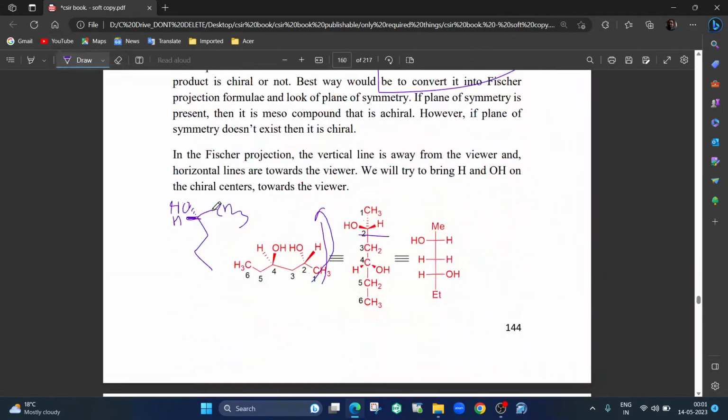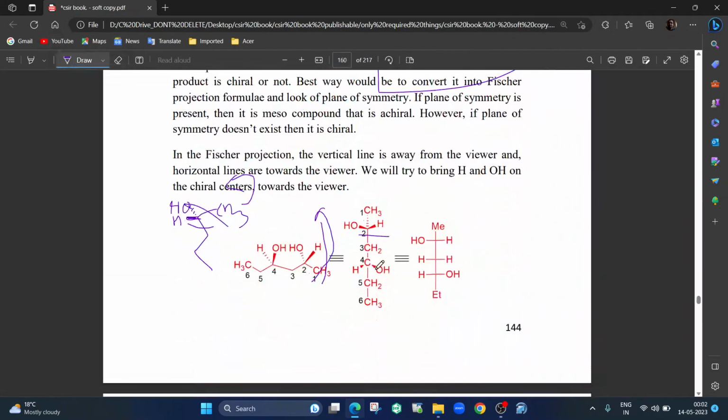Then what you do is you rotate 90 degrees, so that CH3 goes behind, and then H comes towards the front, but towards this right side, and OH again comes to the front but towards the left side. Similarly the same thing will happen here.